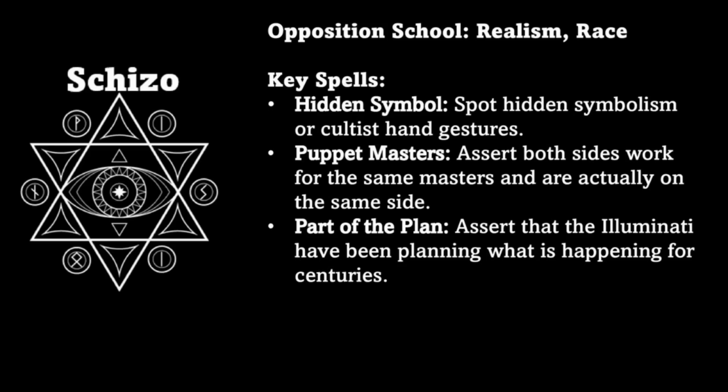For the schizo, this is cast iron proof that every famous person you've ever seen is part of a dark satanic cult of some sort. This is the sort of thinking that James Lindsay also employs in current year, apparently. We also have a second spell, the puppet masters. That is to assert that both sides work for the same masters and are actually on the same side.